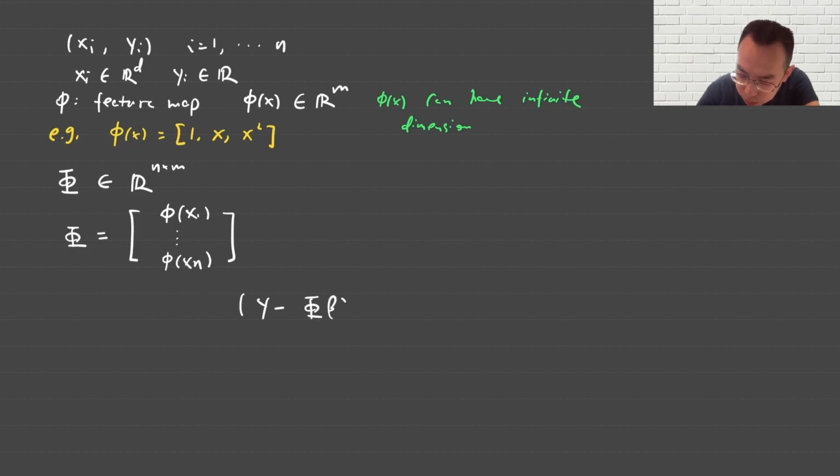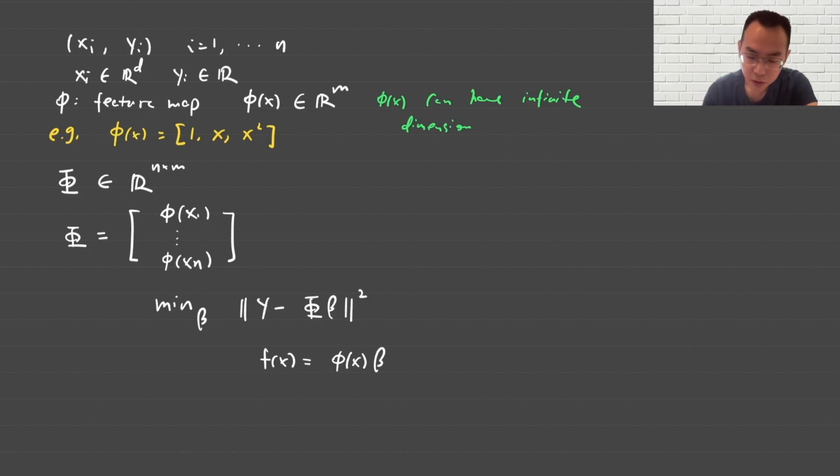beta, and let me just write it out as the norm. So we minimize this over beta. That is the objective function we have for the basis expansion formula. That way f(x) equals phi(x) times beta.